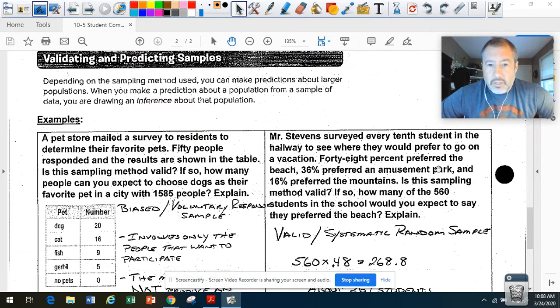Let's look down here and move this down here so we can see it. It says, Mr. Stevens surveyed every 10th student in the hallway to see where they would prefer to go on vacation. So right there, it's systematic because we're dealing with every 10th person here. It says 48% preferred the beach, 36% preferred an amusement park, and 16% preferred the mountains. Is the sample method valid? Well, we can see that it is. If so, how many of the 560 students in the school can you expect to say they preferred the beach?